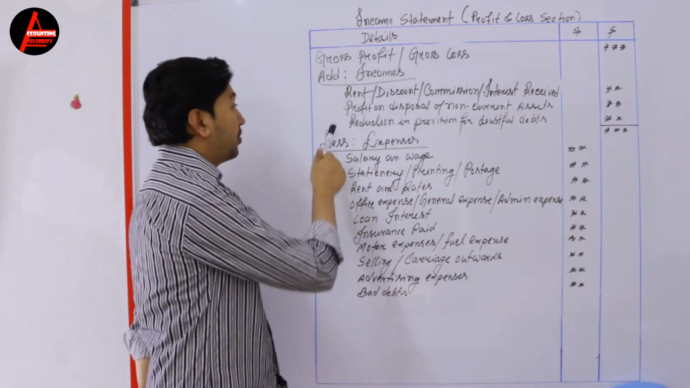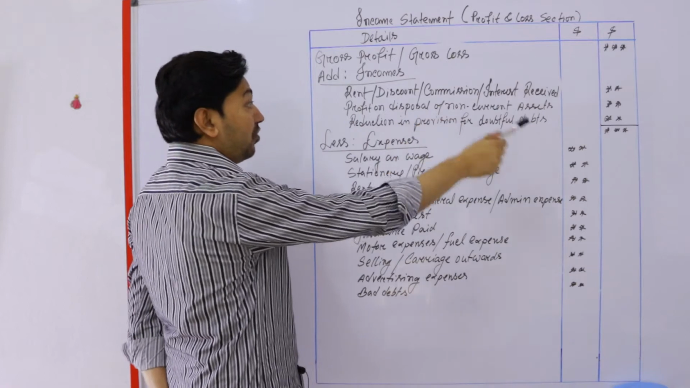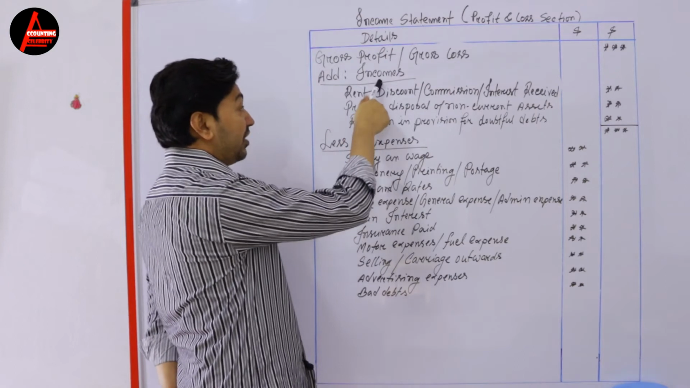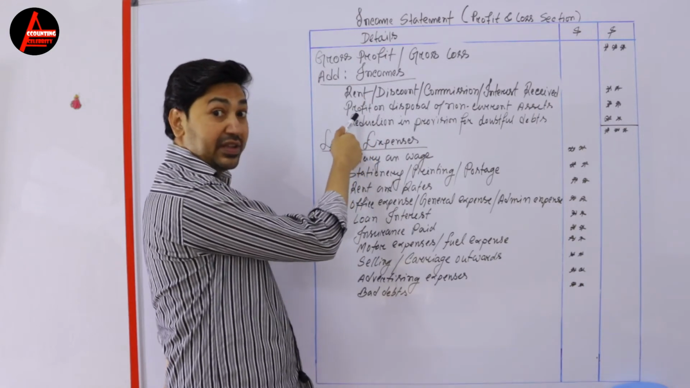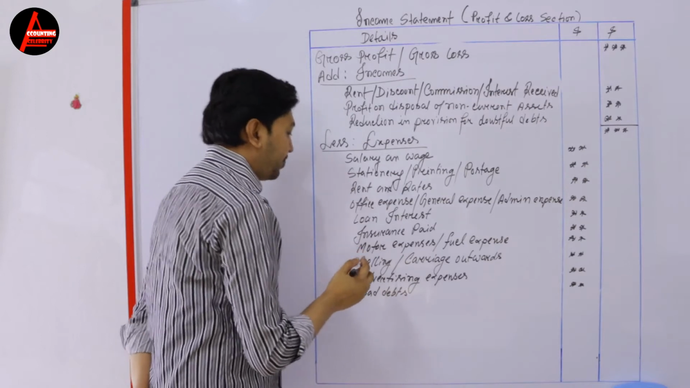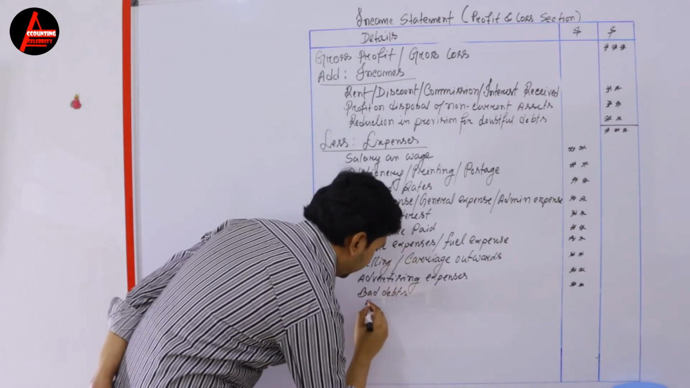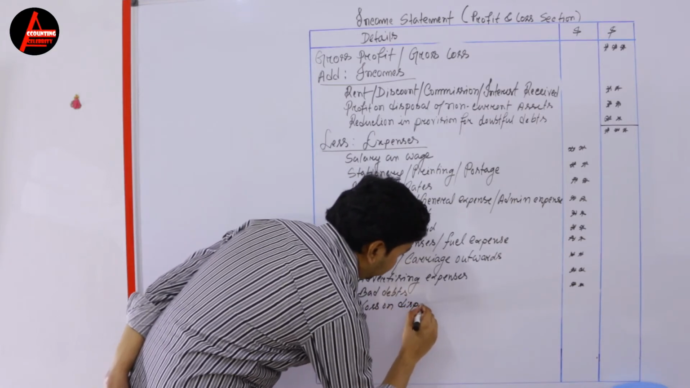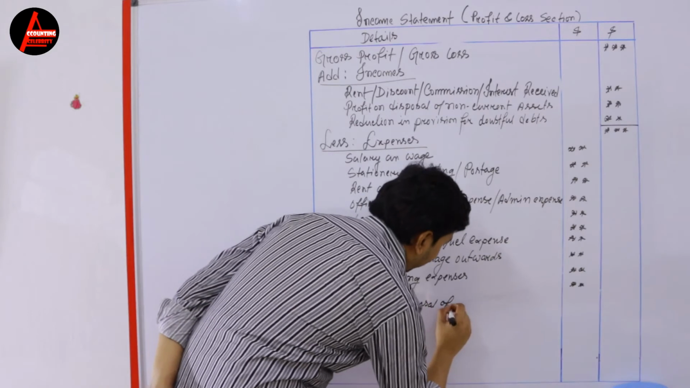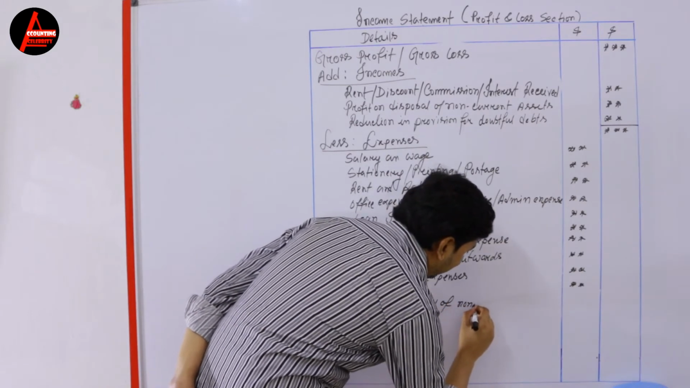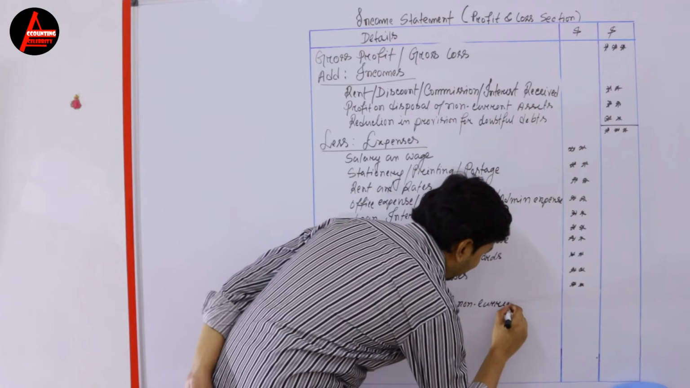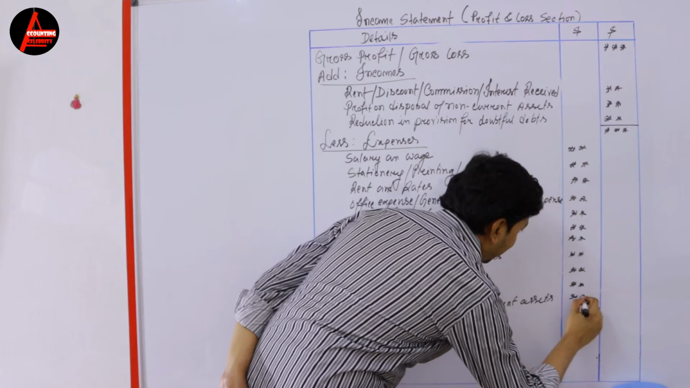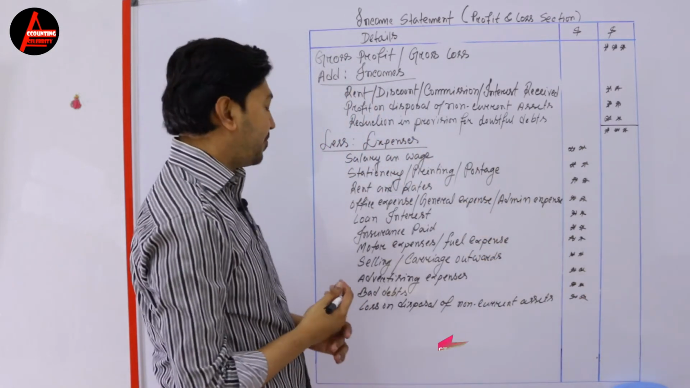So here what he wrote, profit on disposal of non-current asset. Okay, so here profit you add with incomes, but if it is an expense, if it is a loss, then it will come in the expense section. So right here, loss on disposal of non-current assets. Okay, this will come in the expense section.